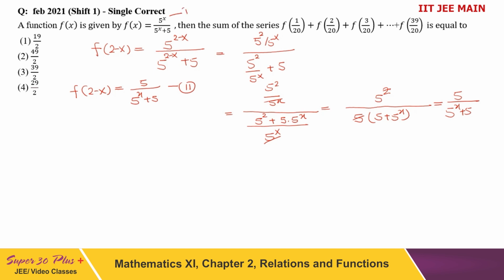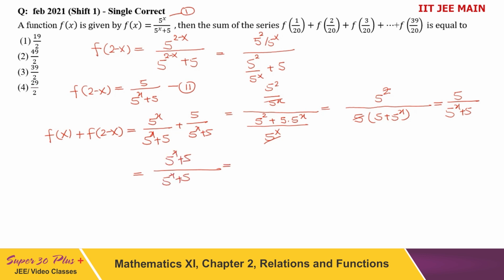Let the original be equation number 1. Now add both the equations. f(x) plus f(2 minus x) is equal to 5 to power x upon 5 to power x plus 5 plus 5 upon 5 to power x plus 5. Now simplify it. It will become 1, as 5 to power x plus 5 cancels out.